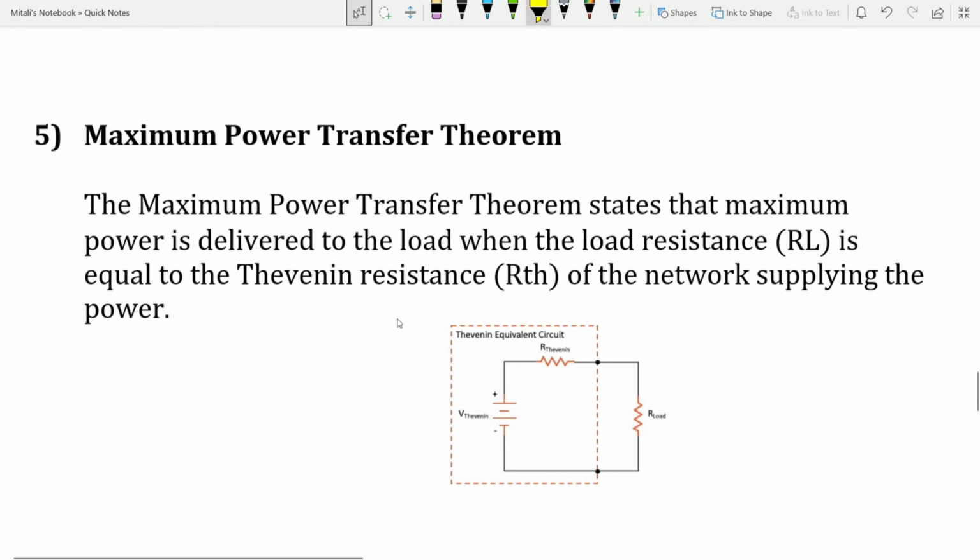Next is maximum power transfer theorem. The maximum power transfer theorem states that the maximum power is delivered to the load when the load resistance RL is equal to the Thevenin's resistance RTh of the network supplying the power.